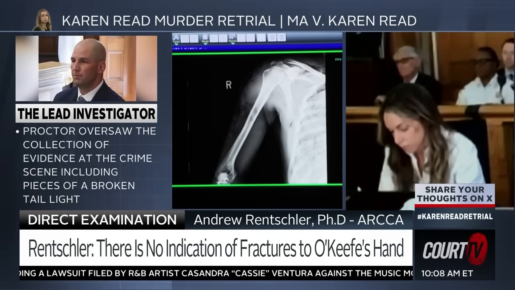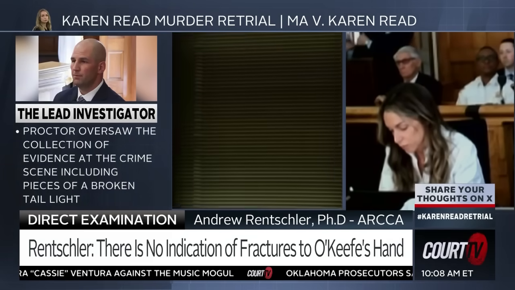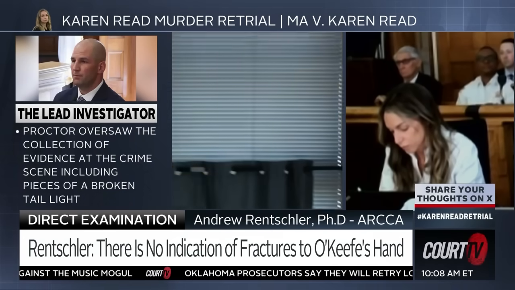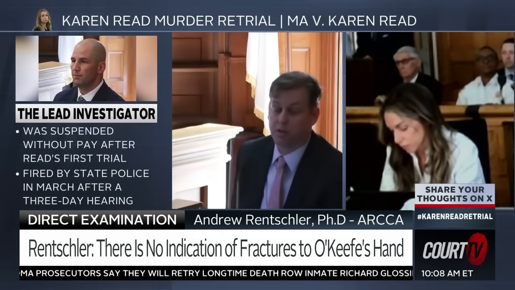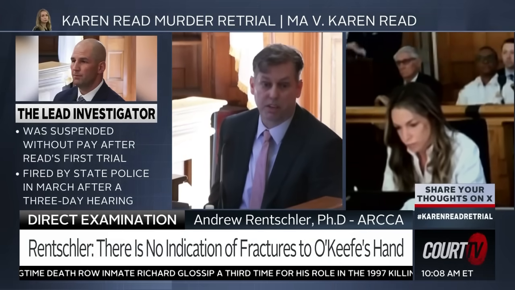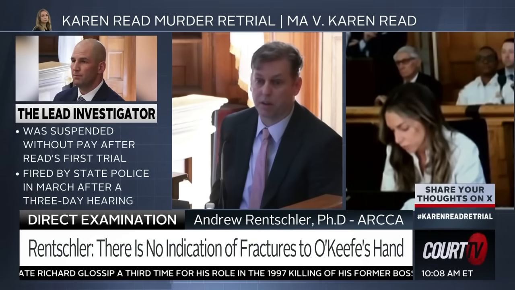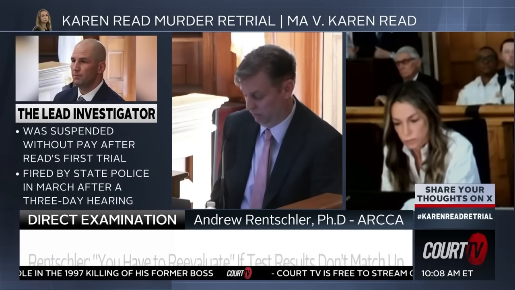What is your opinion and conclusion, having reviewed all three of these X-rays, with regard to the condition of Mr. O'Keefe's right arm, starting from the arm, the forearm, and the bones in the hand? There's no indication of any type of acute injury from the X-ray to Mr. O'Keefe's right arm, either his hand, his forearm, or his upper arm. Thank you. We can switch that back.